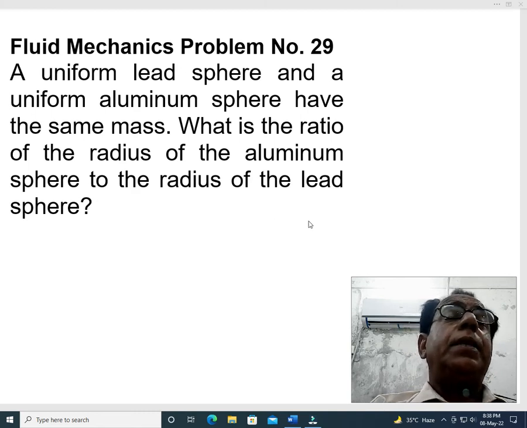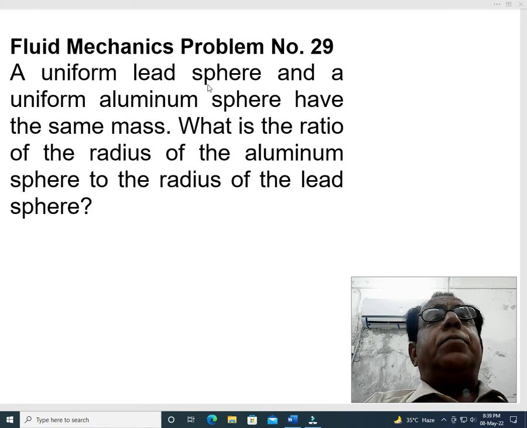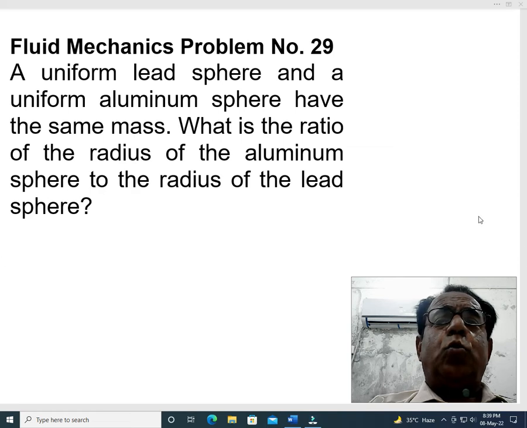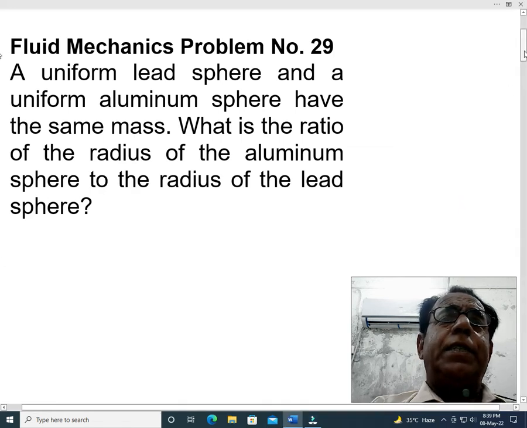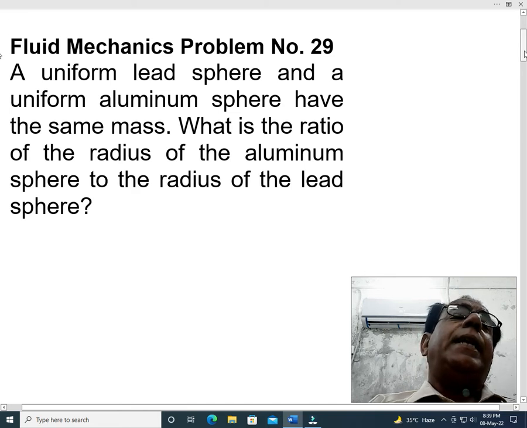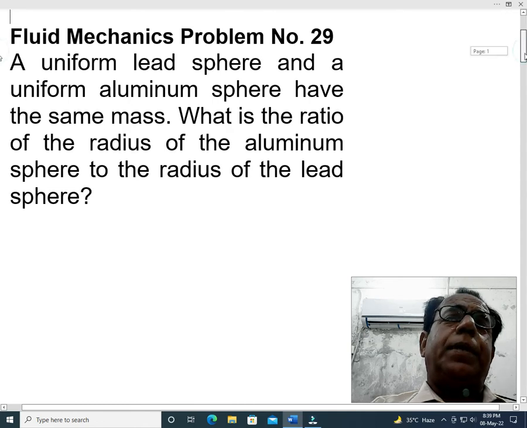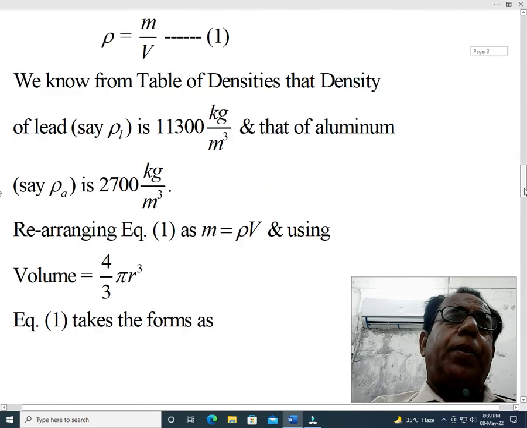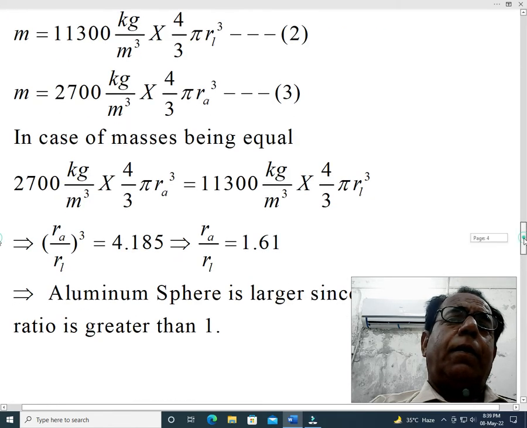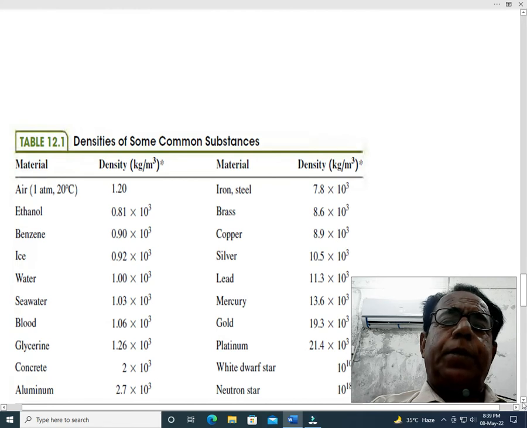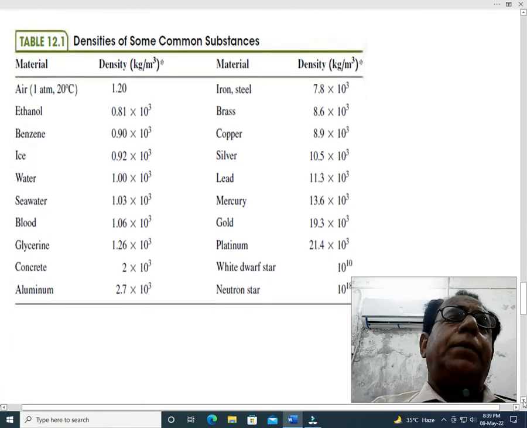Here a sphere is under consideration, so we will take the formula that is applicable to a sphere. So dear students, first we move towards the table of densities, in which we will find that the density of lead and the density of aluminum are so and so. This is the table of densities.